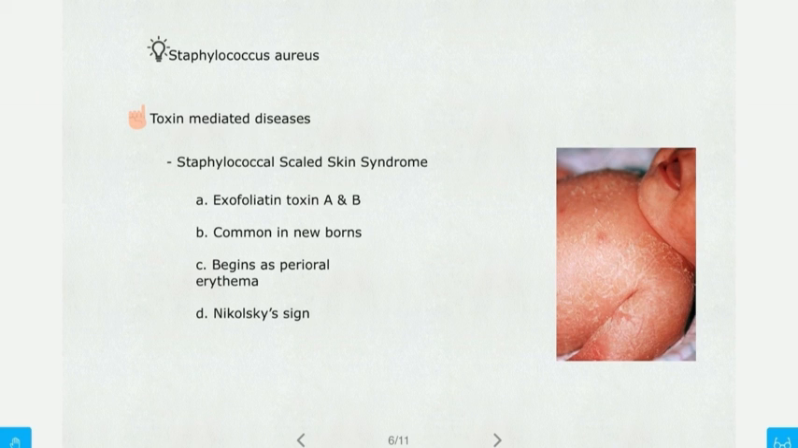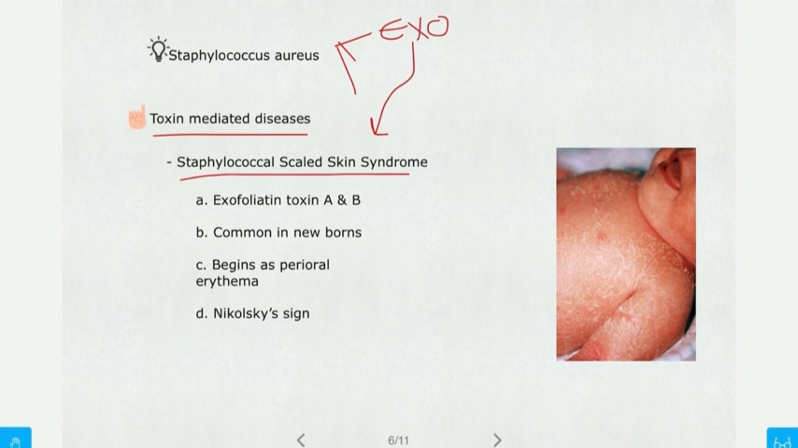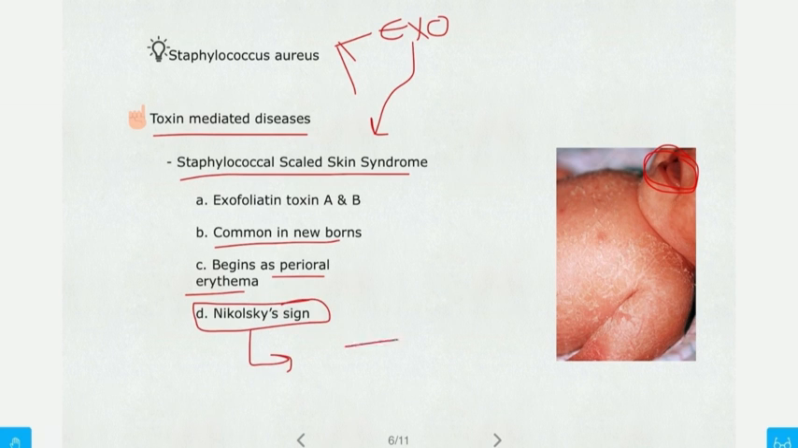The next complication of a staphylococcal aureus infection that I'd like you to know is the toxin-mediated diseases. Now, it's important to remember that Staph aureus can produce 3 different toxins. One of them is known as the exfoliative toxin, and this toxin in particular causes staphylococcal scalded skin syndrome. Now, it is very common in newborns, and it usually begins as perioral erythema, or redness around the mouth, and it usually gives you a positive Nikolsky sign. This sign is a skin finding in which the top layers of the skin slip away from the lower layers whenever they are rubbed, and this is exactly what we can see in this image. It is also sometimes known as desquamation of the epithelium.